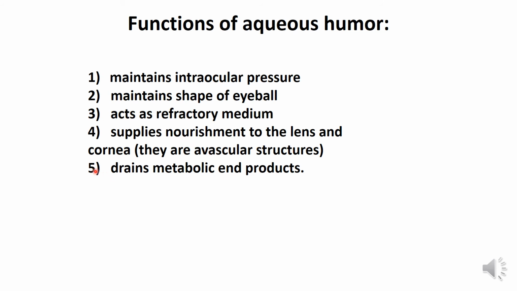The last function, it drains the metabolic end products. The metabolic end products produced through metabolism of the lens, the cornea, and the structures between them will be drained with the aqueous humor to the venous side of the circulation.